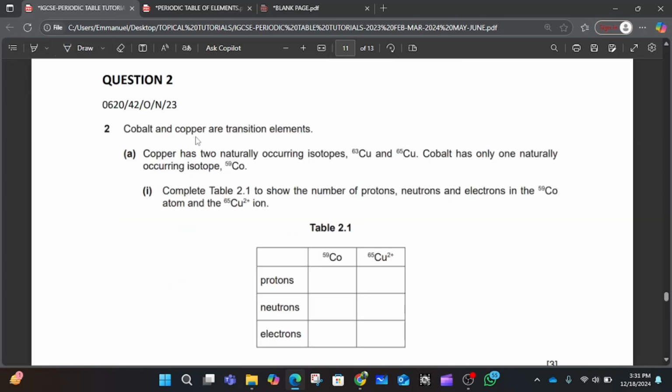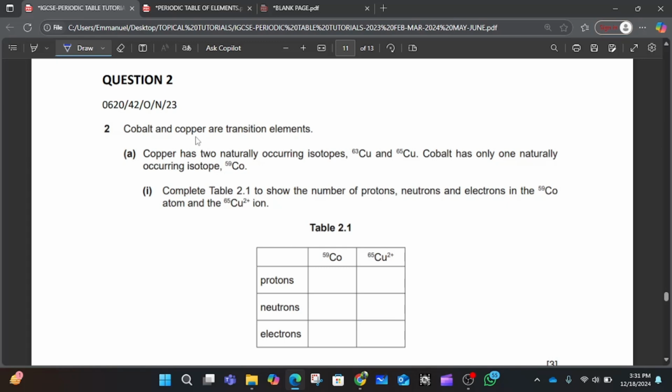The next question is question 2 of October-November 2023, paper 4-2. Question 2. Cobalt and copper are transition elements. A. Copper has 2 naturally occurring isotopes, copper 63 and copper 65. Cobalt has only 1 naturally occurring isotope, cobalt 59. I. Complete table 2.1 to show the number of protons, neutrons, and electrons in the cobalt 59 atom and the copper 65 2+ ion.